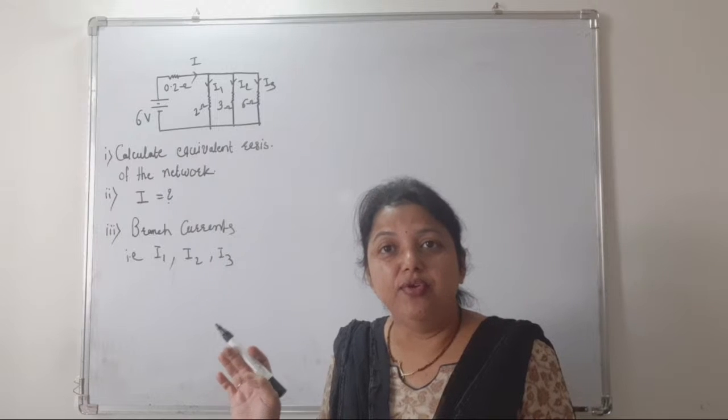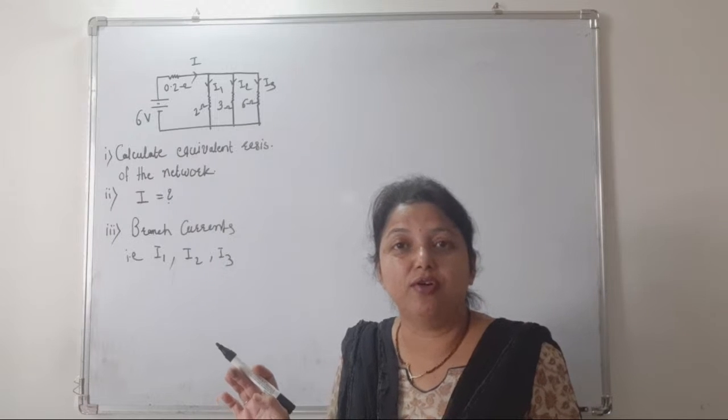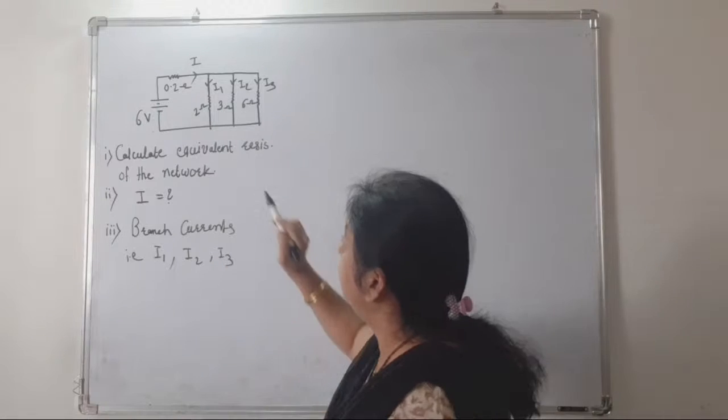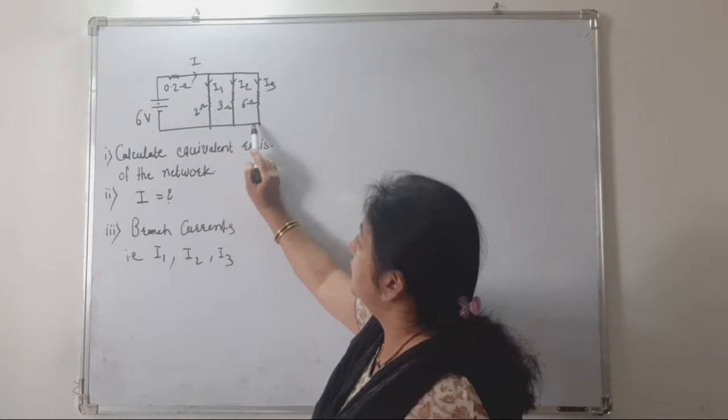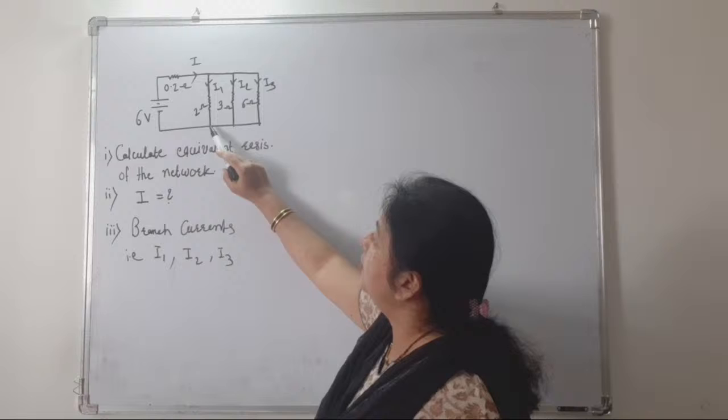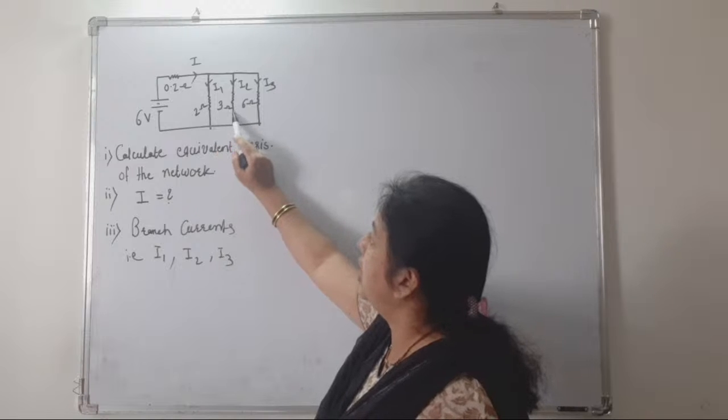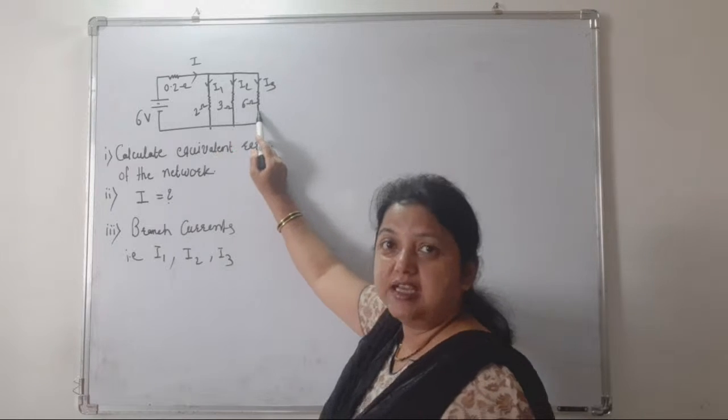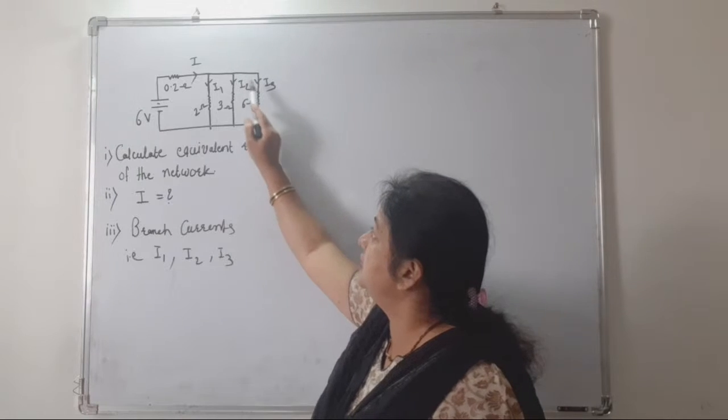I will give you a hint about the solution of this one. First calculate the parallel resistance of these three: 1 upon Rp is equal to 1 upon R1 plus 1 upon R2 plus 1 upon R3. In this way, find out the parallel resistance of this.